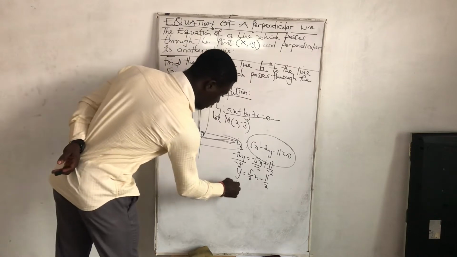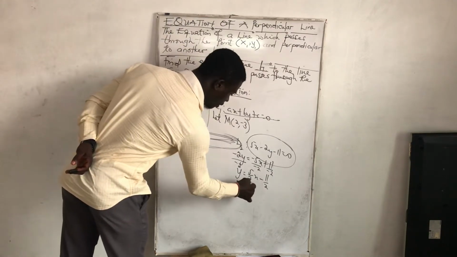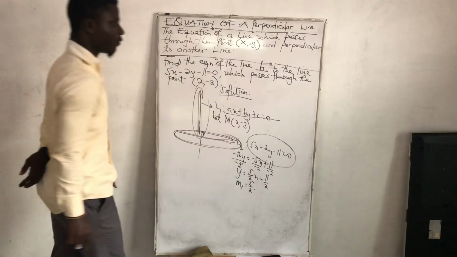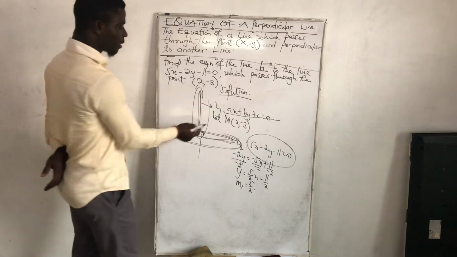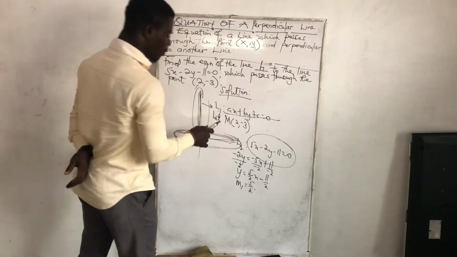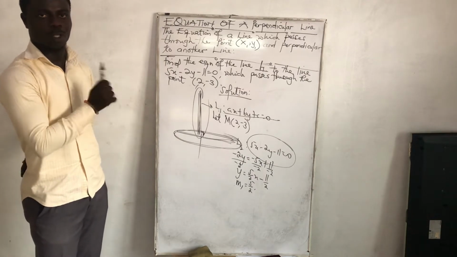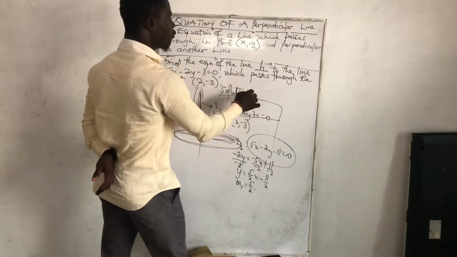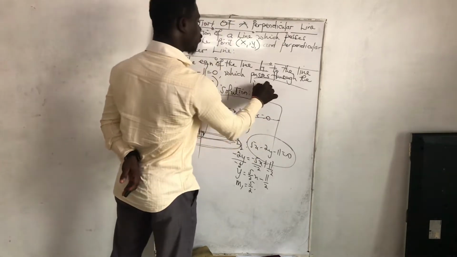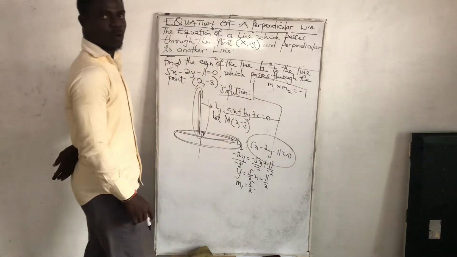So we can say that M1 here, the gradient for line L2, is 5 on 2. Now, how can we find the gradient for L1? You cannot say that they are the same. We are not talking of parallel lines here. We are talking of perpendicular. So it means that we have to use M1 times M2, which is equal to -1, right?